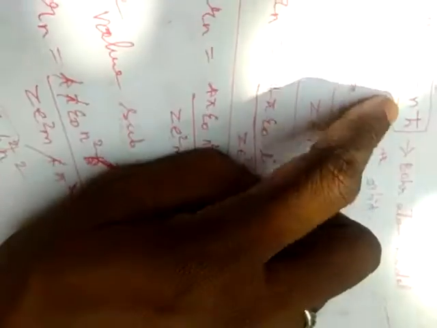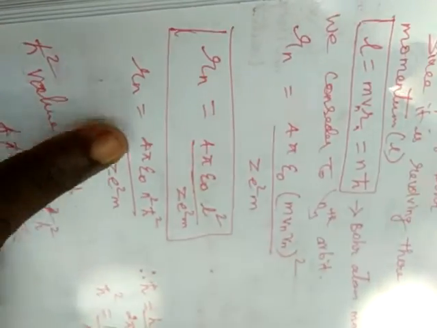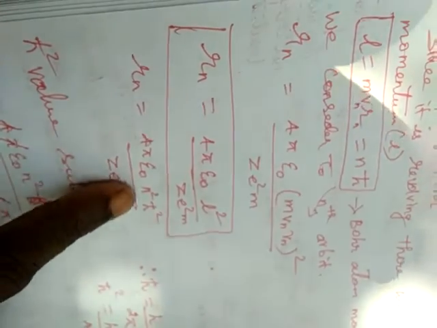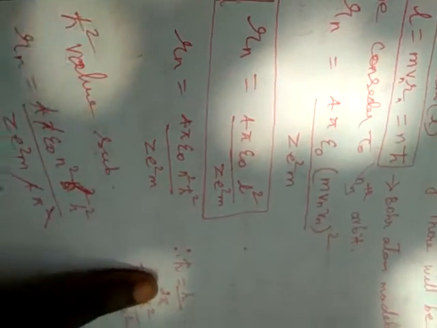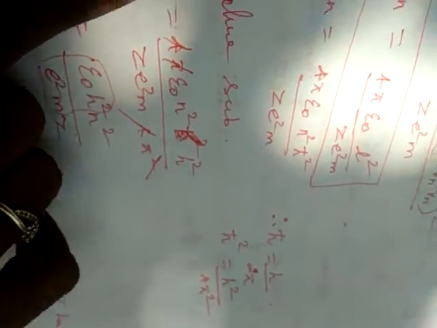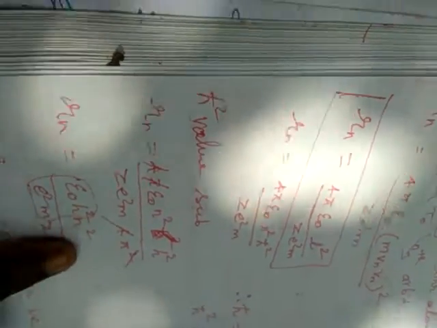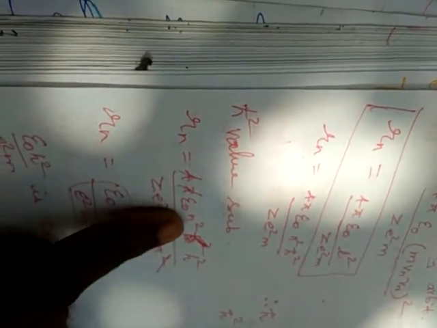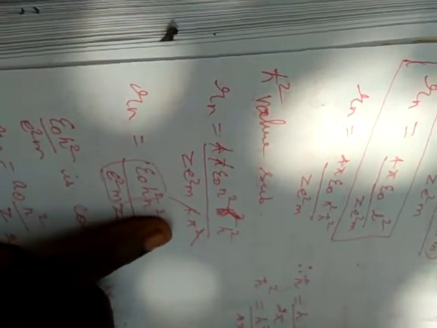So Rn equals, now the L value we have to apply is n h-bar, right? So L squared becomes n squared h-bar squared. Now we have 4 pi epsilon naught n squared h-bar squared by z e squared m. The value of h is Planck's constant, h-bar equals h by 2 pi. Substituting that value for h-bar squared, we get 4 pi epsilon naught n squared h squared divided by z e squared m 4 pi squared.